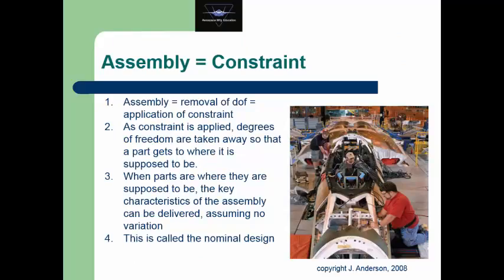So again, assembly equals constraints. That is, we're going to take a part and we're going to fix it to another part. We're going to fix it so that it can't move. We're going to constrain it to the other part. So in essence, when we constrain a part, we're removing its freedom of motion.